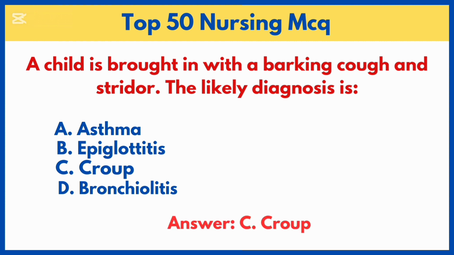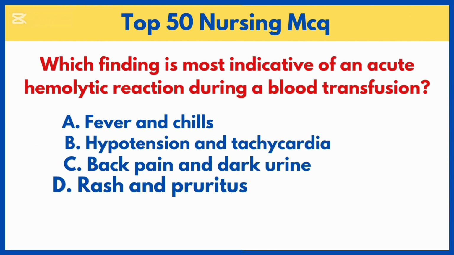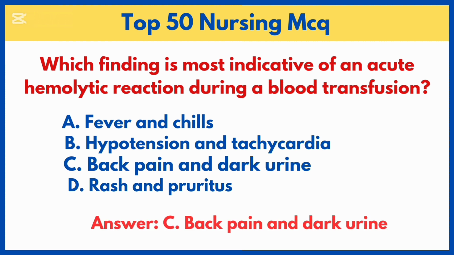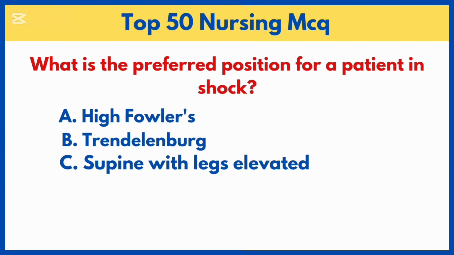Croup. Which finding is most indicative of an acute hemolytic reaction during a blood transfusion? Correct answer is option C. Back pain and dark urine. What is the preferred position for a patient in shock? Correct answer is option C.